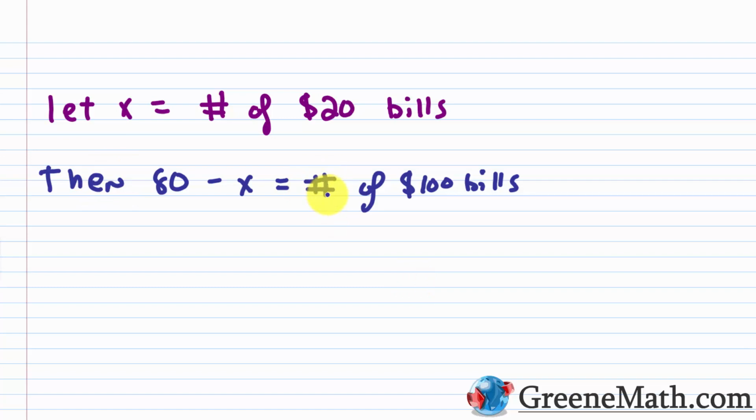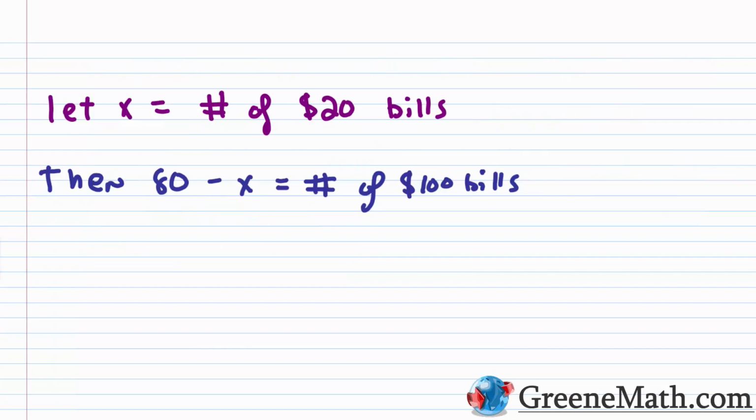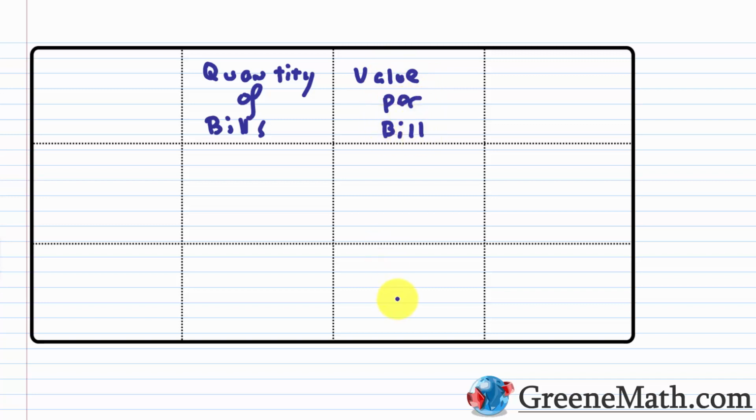Okay, so now that we have both of our unknowns modeled, let's think about how we can get an equation going. Just like with the last problem, we're given a value, but we've modeled things as an amount of bills that we have. So we have to, again, set up a little table and relate the values. So let's go down here. I'm going to say I have quantity of bills, value per bill, and total value.